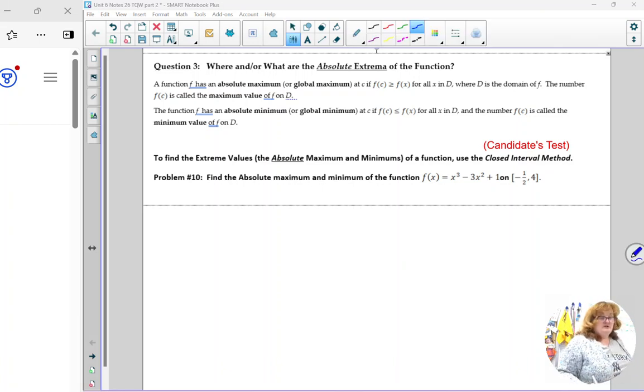An absolute extrema. The highest point, the lowest point. An absolute max, an absolute min. They definitely exist for a graph as long as you have a closed interval.